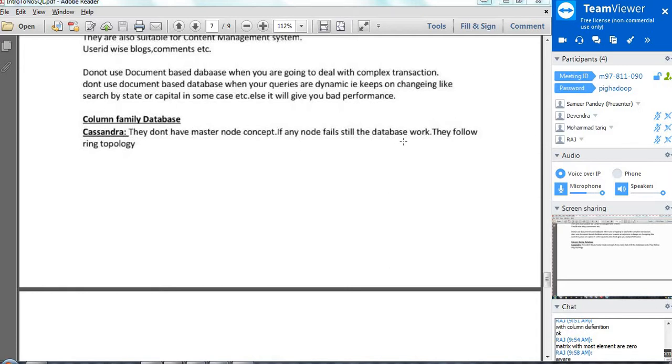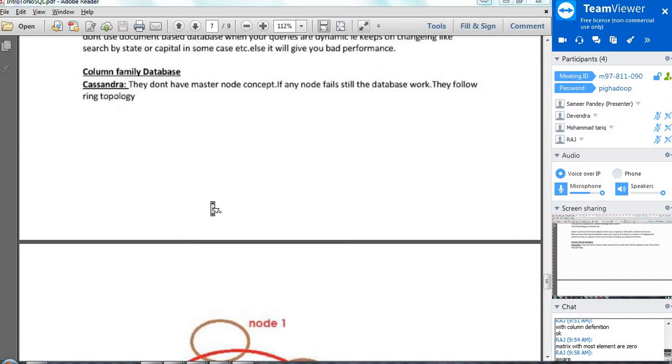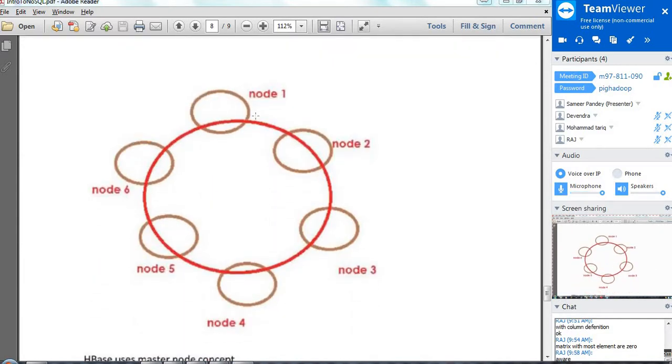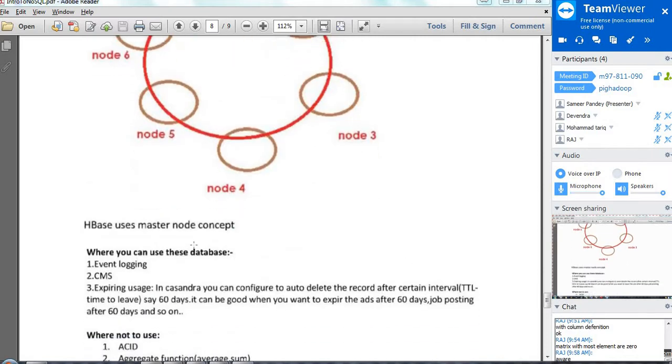If any node fails, the database still works. How? They follow a ring topology. And how does the ring topology look? It looks like this: node 1, node 2, node 3, node 4, node 5, node 6, and all are connected as in a ring. But as we have learned before, HBASE uses the master node concept, the slave and master, where you have a replication factor, where data is replicated. There also we handle node failure and everything, and how storage works. Concept wise, everything is the same. That is what I have discussed before in the videos.